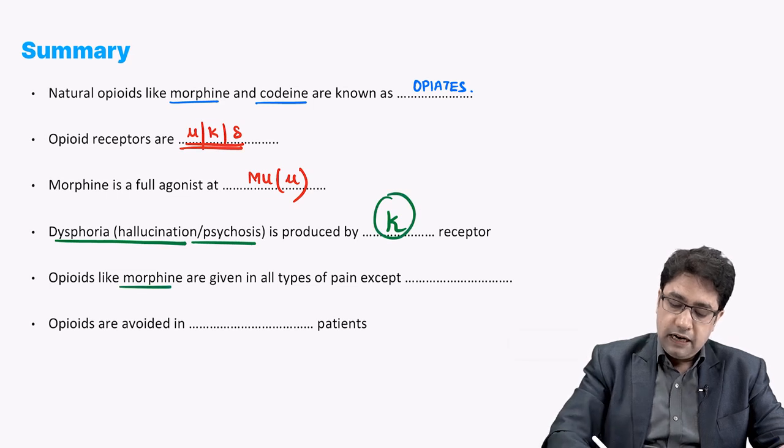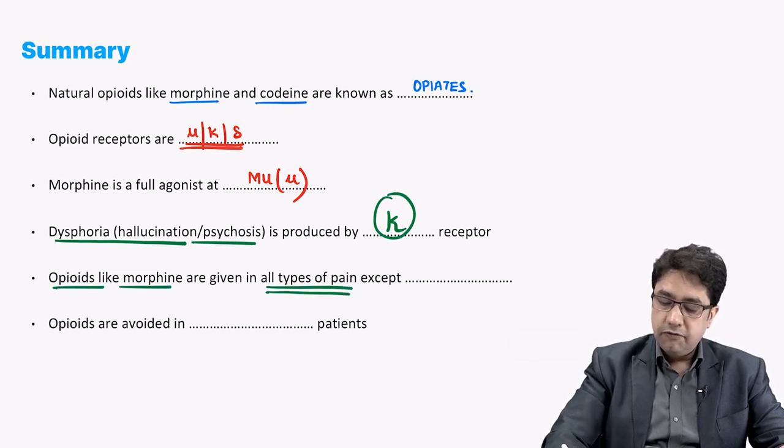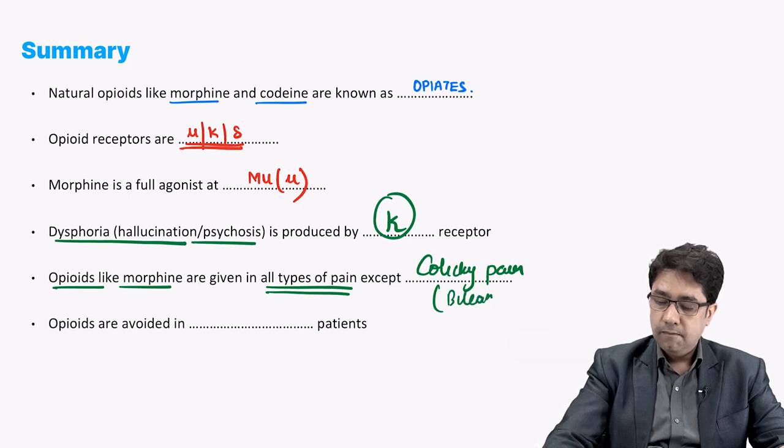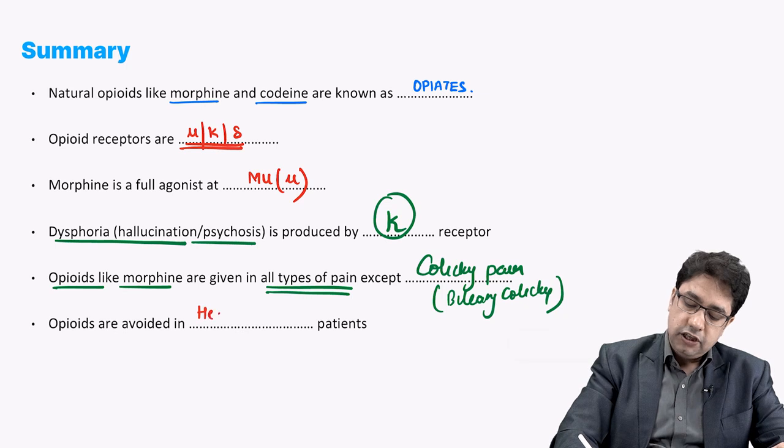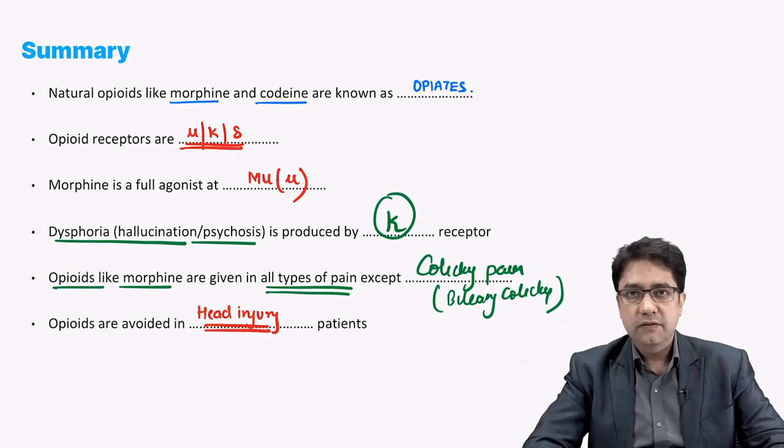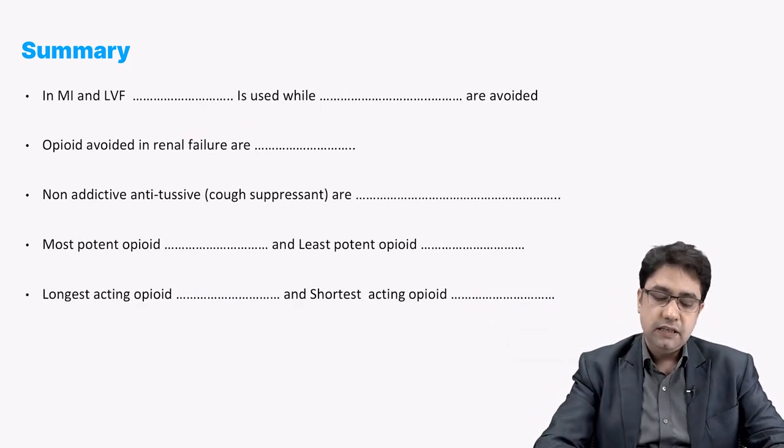Now morphine and opioids are given in all types of pain except colicky pain, like biliary colic, because they themselves can cause spasm of sphincter. So opioids are also avoided in head injury patient. The reason was they increase intracranial pressure and they interfere with Glasgow Coma Scale.